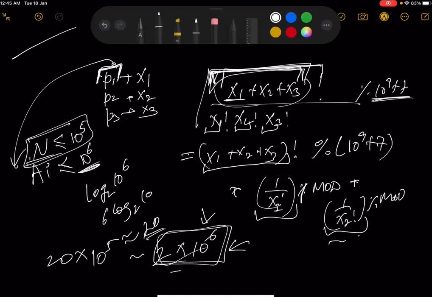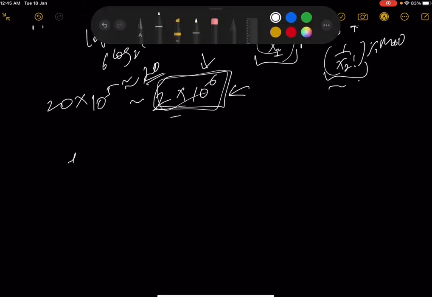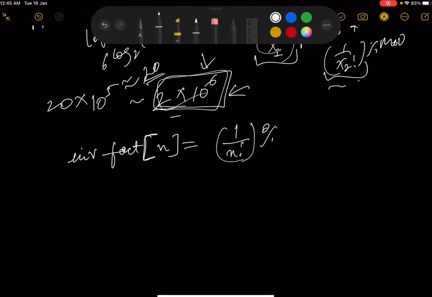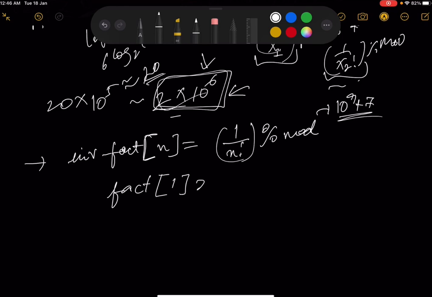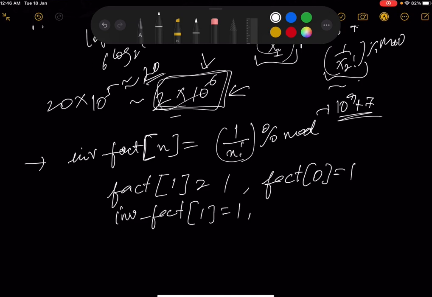By inverse factorial, what I mean is that for some number n, what we store is 1 by n factorial modulo mod, where mod is equal to 10 to the power 9 plus 7. Now how can we calculate it? We will have two arrays, factorial and inverse factorial. Factorial of 1 will be equal to 1, and factorial of 0 will also be equal to 1. Similarly, the inverse factorial of 1 will be 1, and the inverse factorial of 0 will also be 1.